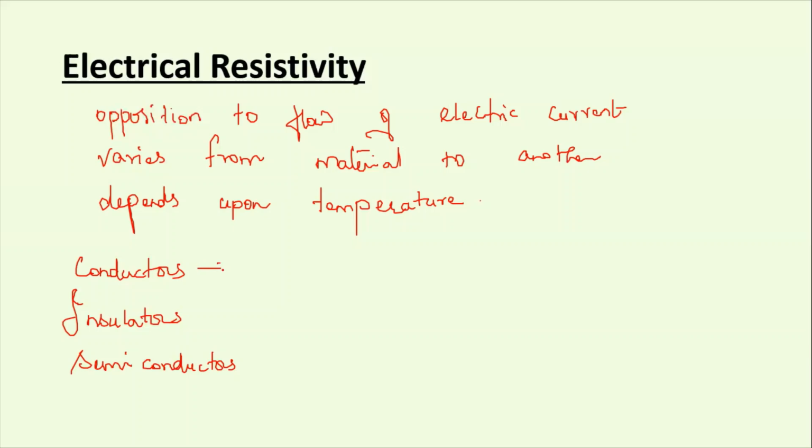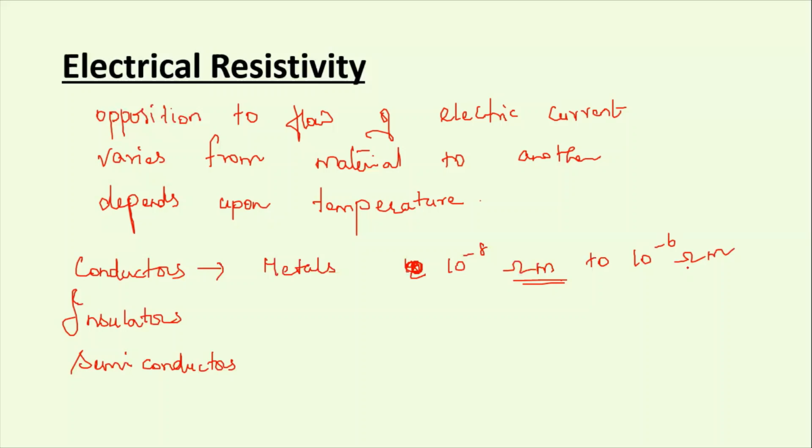Example of conductors are metals. Metals are good conductors. They have very low resistivity compared to other substances. Their resistivity range will be 10 power minus 8 ohm meter. You know that the resistivity SI unit is ohm meter from the previous class. If you have not gone through the previous class, please watch the class. So from 10 power minus 8 ohm meter to 10 power minus 6 ohm meter.